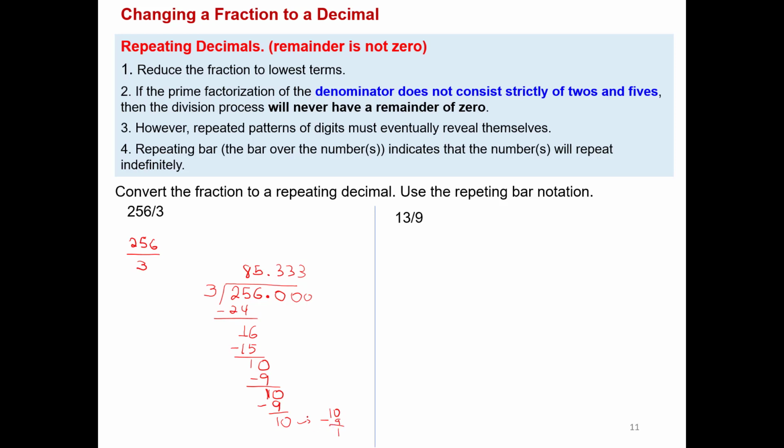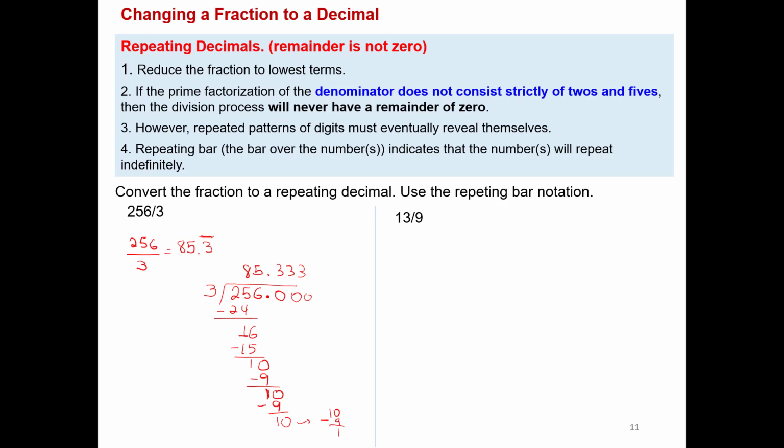And we can continue dividing, yes? And we will always have 85.33333. This is infinite, the 3 will be repeated indefinitely. Then how can we write this using the repeating bar? It will be 85.3, and here we can write this.